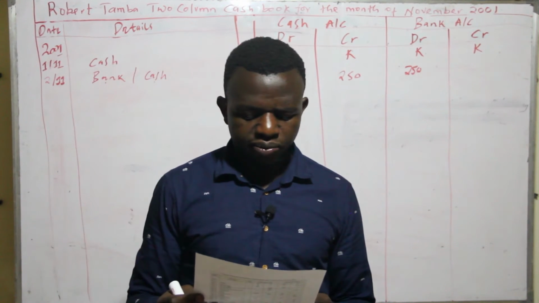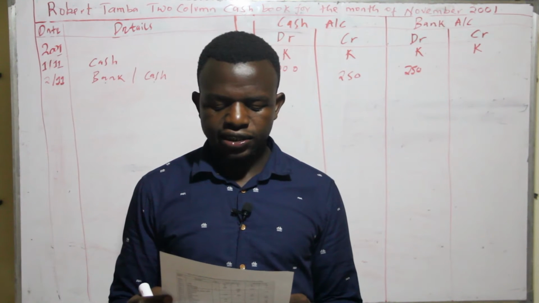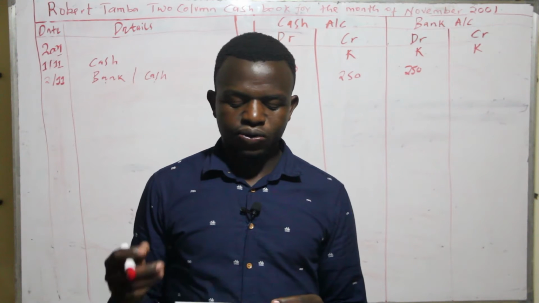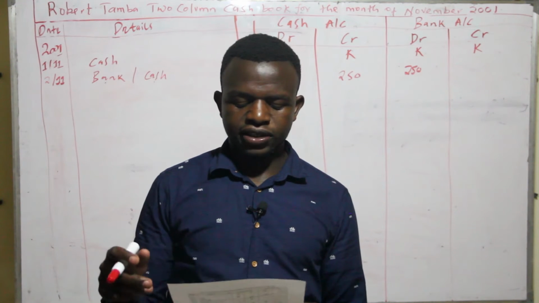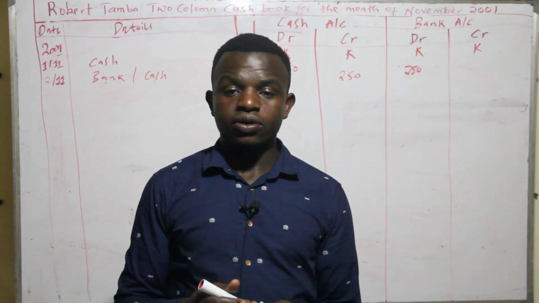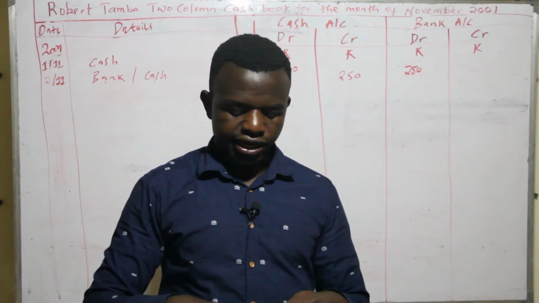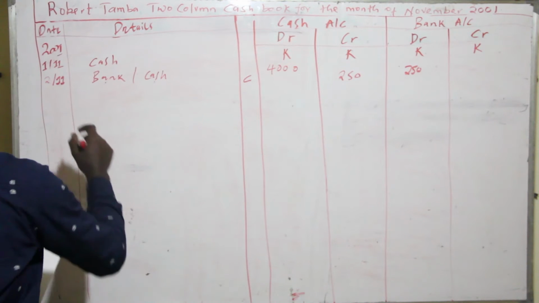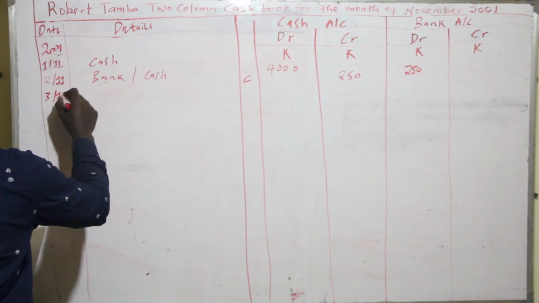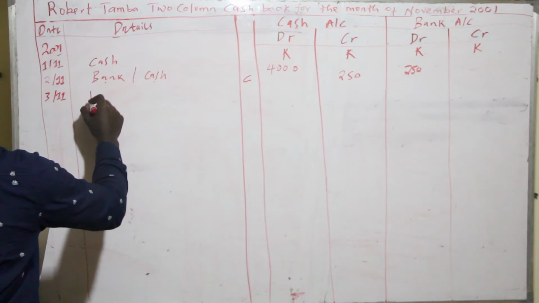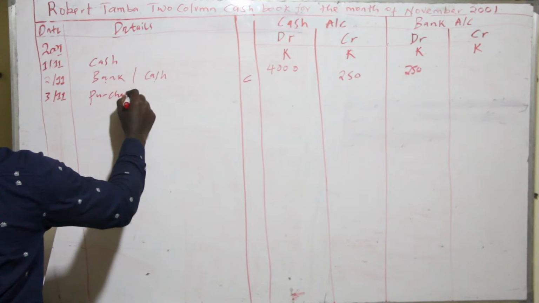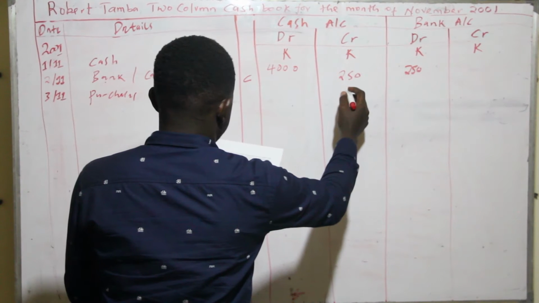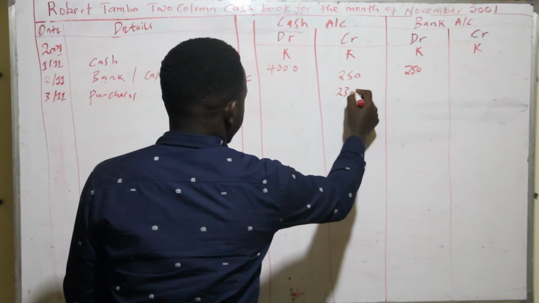Then on the 3rd of November, bought goods in cash amounting to 230 kwacha. We are going to record that type of transaction as purchases, and we're going to record it on the credit side of the cash book, since money was going out of the business. So on the 3rd of November, we'll say purchases, and we're going to record on the credit side of the cash account as 230.